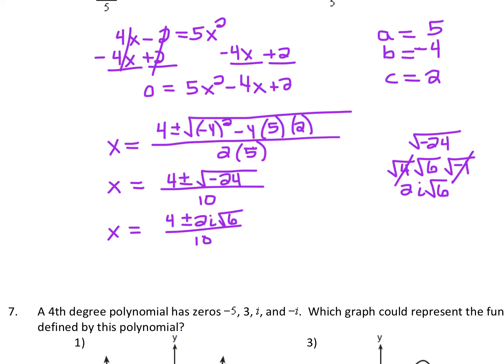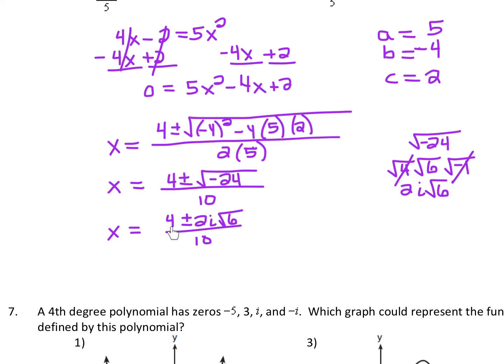All right, so let's look at all these numbers here. We have a 4, a 2, and a 10. You could do one of two things. You could either first break it up into a plus bi form and then simplify, or you could simplify and then break it into a plus bi form. It doesn't matter either way.